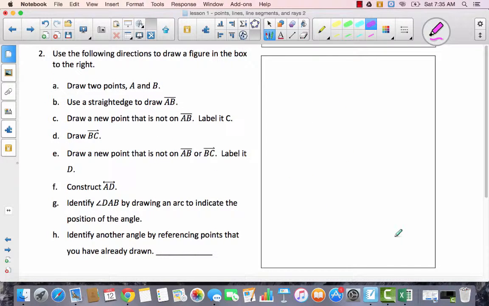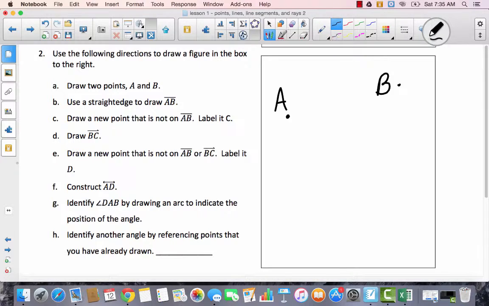So now it says use the following directions to draw a figure in the box to the right. So we're going to do this again. It says draw 2 points, A and B. So let me get back to my pen. Again, if you want to try to do this all by yourself, go ahead and then come back and check and see if our figures are similar. So here's A, and here is B. You could have put yours anywhere.